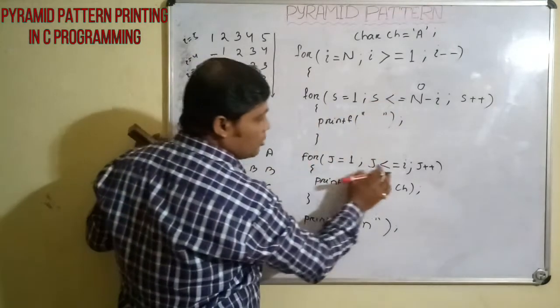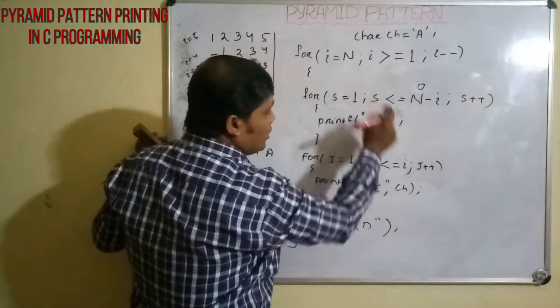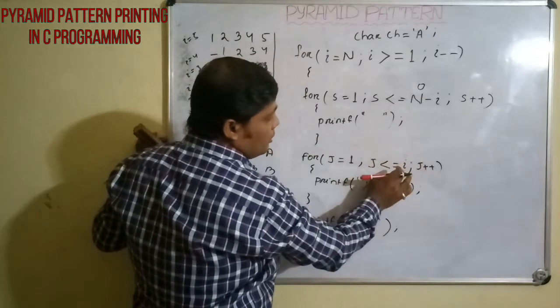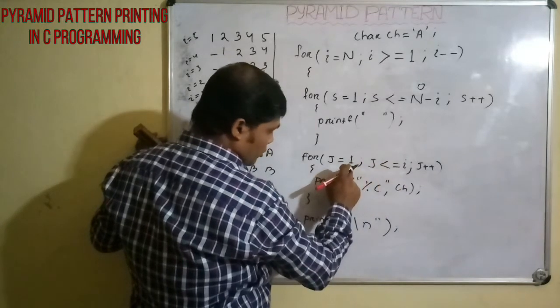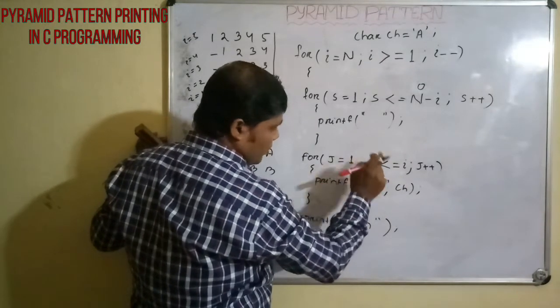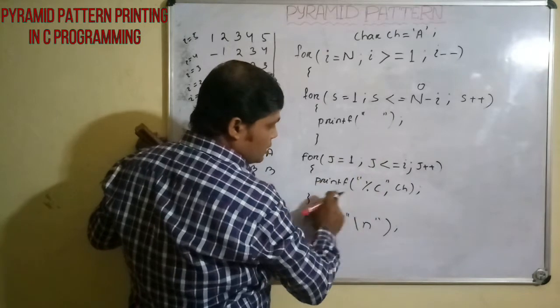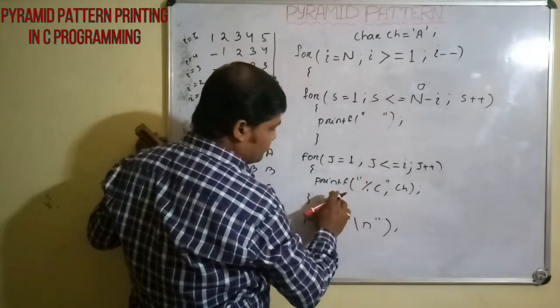Come to here, j equal to 1, j less than or equal to n value, i value is 5. So it will be 5. So 5 times it will work. It will work for 1, 2, 3, 4, 5. So this thing will be printed 5 times.